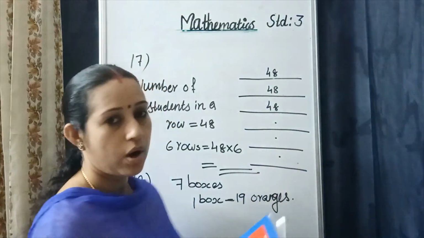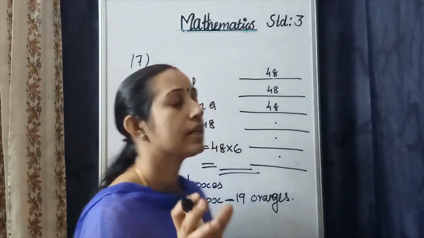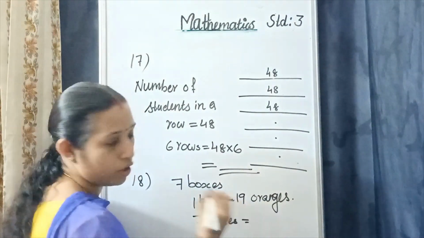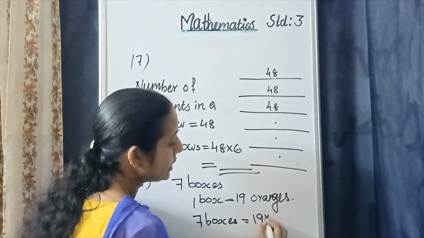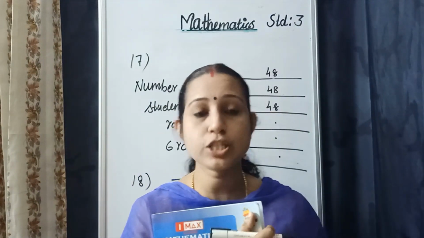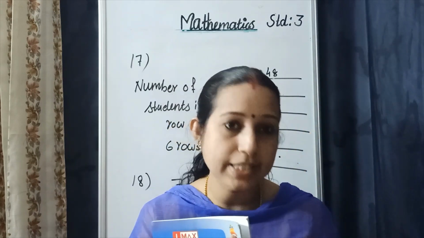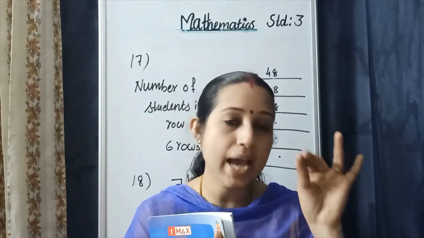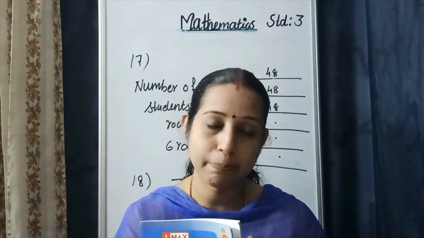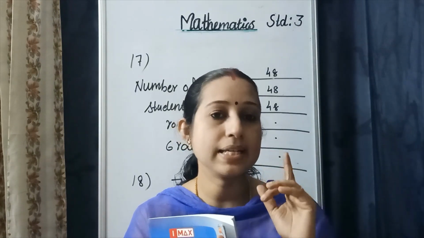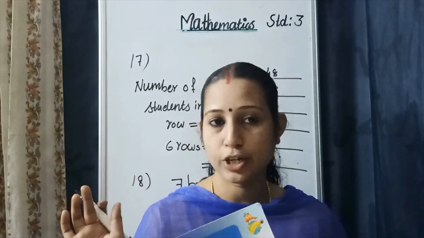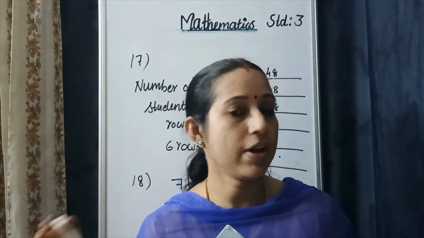So what we have to find? How many oranges are there in 7 such boxes? In one box 19 oranges. So in 7 boxes, 19 into 7 oranges. One box, 19 oranges. 2 boxes, 19 plus 19 oranges. 3 boxes, 19 plus 19 plus 19 oranges. That is repeated addition, which means multiplication. If you multiply that, we'll get the total number of oranges in those 7 boxes.